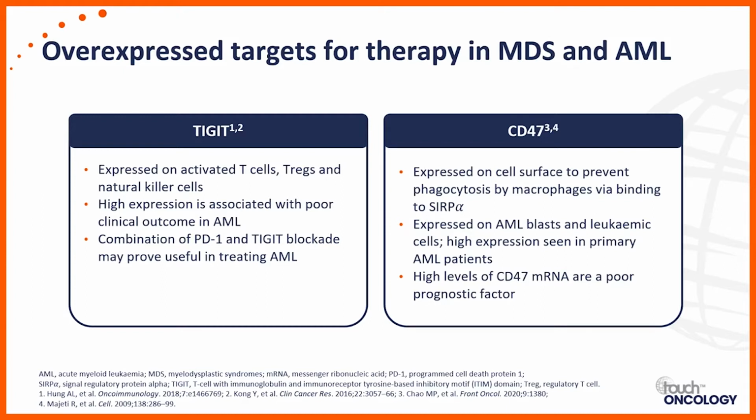And then we have CD47, which is the so-called don't eat me signal, expressed on cell surface to prevent phagocytosis by macrophages via binding to signal regulatory protein alpha. It is also a prognostic marker in AML patients. So overexpression confers a poor prognosis and is currently already targeted in advanced clinical trials.